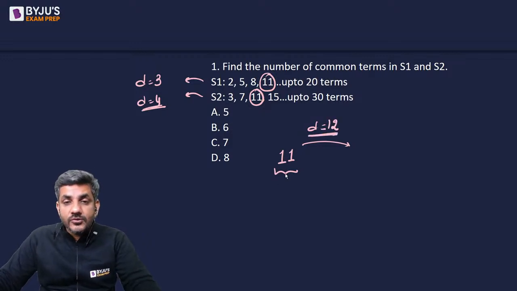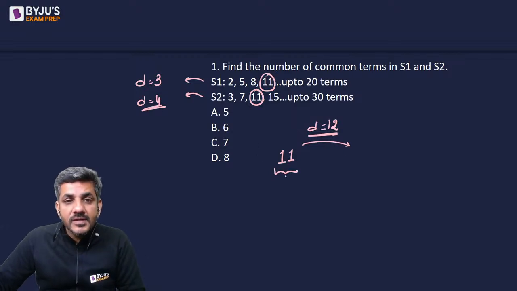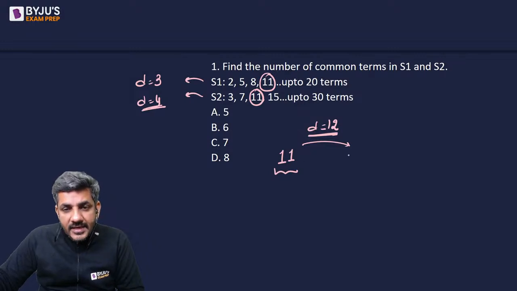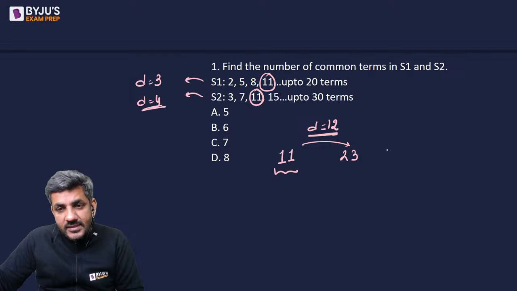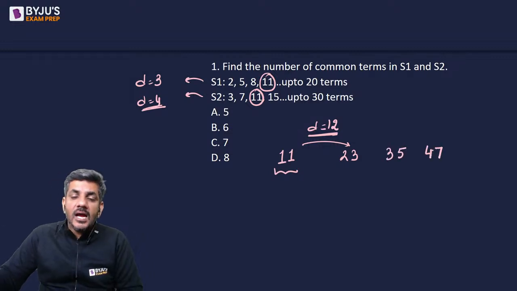इसका जो common difference होगा वो 12 के LCM पे चलेगा. So it will have a common difference of 12. Now, the next term would be 11 plus 12, 23, which will be common in S1 and S2. The next term would be 23 plus 12, 35. Next would be 35 plus 12, 47. And that way it will go on.